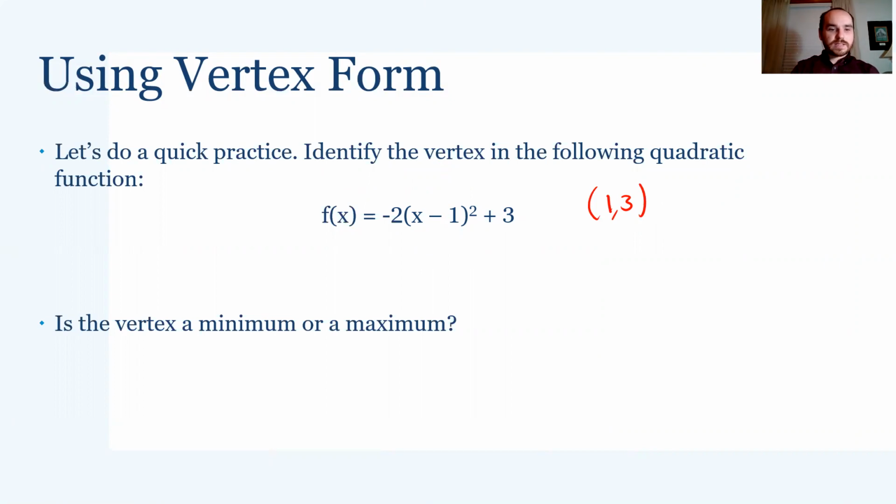And then we're asked, is this vertex a minimum or a maximum? So the way to figure this out is we use our a value. Once again, f of x equals a times x minus h squared plus k. So we found our k value here, found our h value here, which means that our a value is right here. And since a is -2, that means that our graph opens downward, which means that our vertex is a maximum. So the answer should be maximum for this.